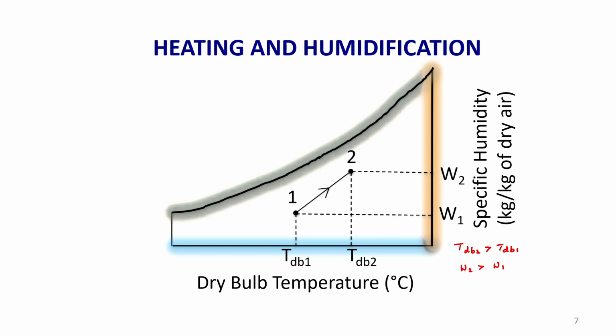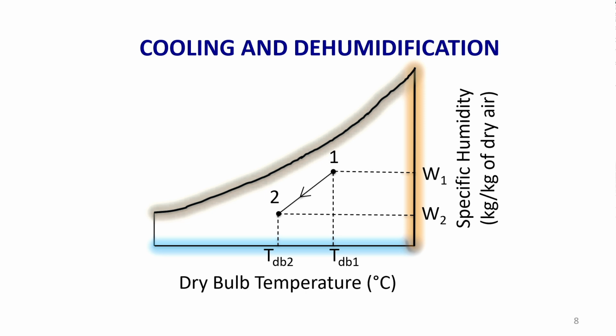The next process is cooling and dehumidification. The process line, if you compare the trend of the curve, will be similar only, but the arrow marks will be in the opposite direction. So, this is about the heating and humidification process, where the temperature of the air at state point 2 and the humidity of the air at state point 2 are more than the initial state.